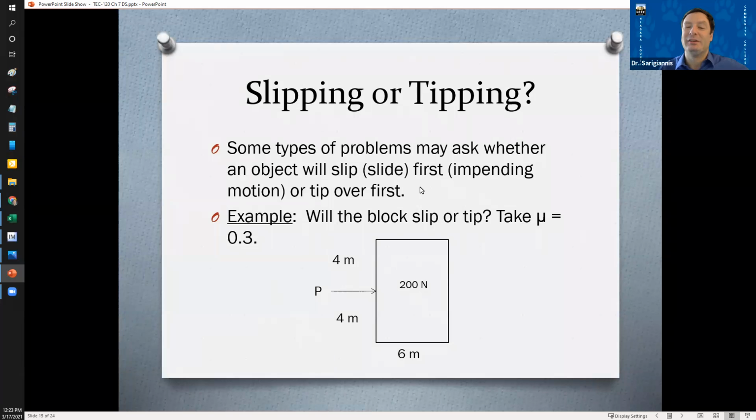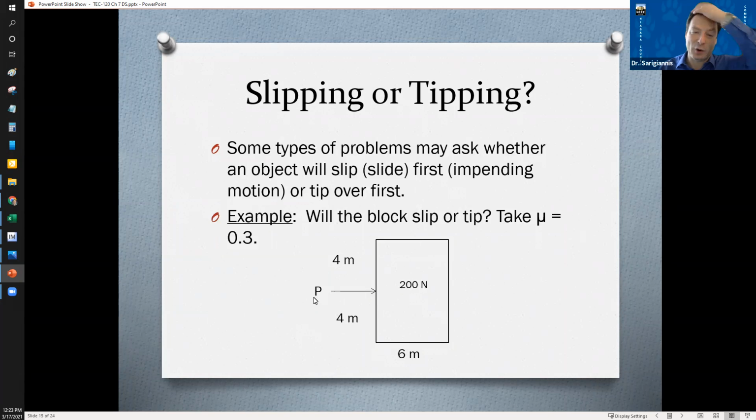Or is it going to tip over? Let me see something here. Oh, okay, this is an example. We're going to do some examples on paper, but this one just happens to be in the PowerPoint. So the example here is, will this block slip or tip? And what do we have going on here?